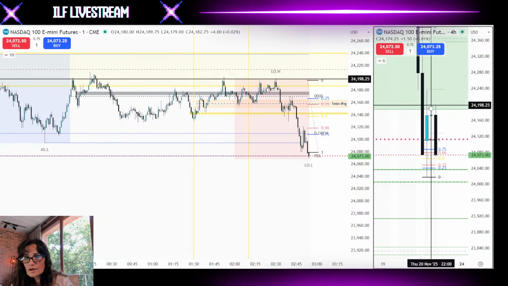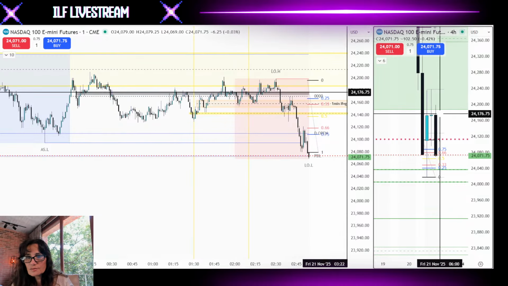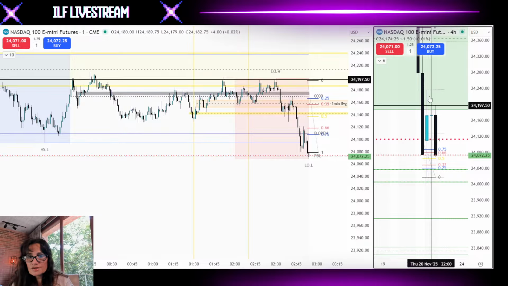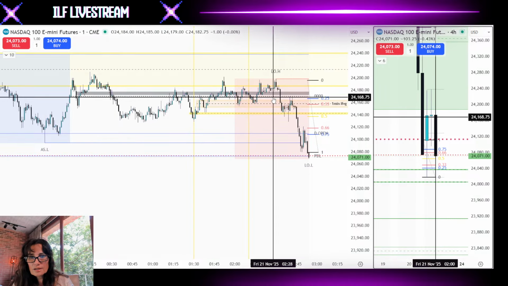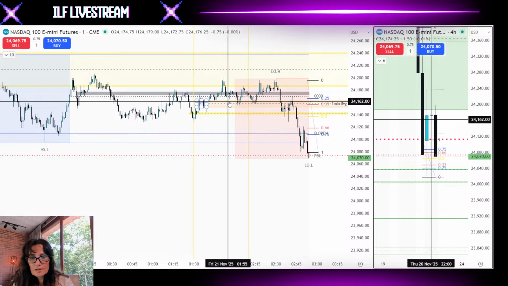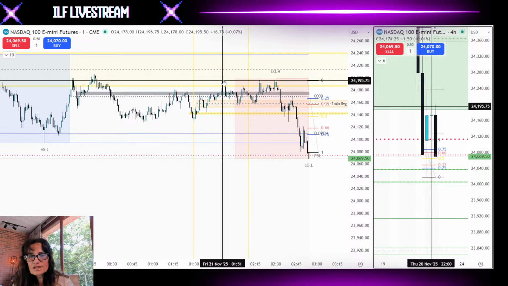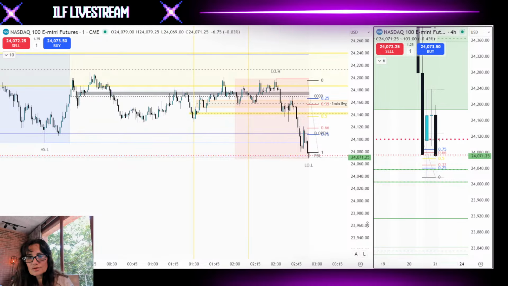Now look at the 4 hour here. What did it do? This was the manipulation move at 2 a.m. It goes into this wick, and then that's this area here. Where's 2 a.m.? Well, that was as a concept. See, it's very tricky. It just created almost equals.